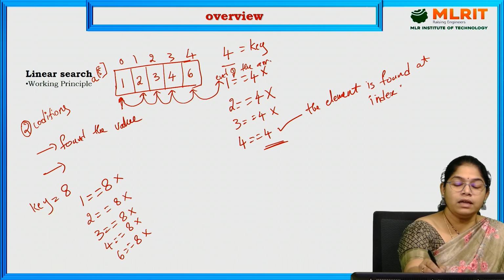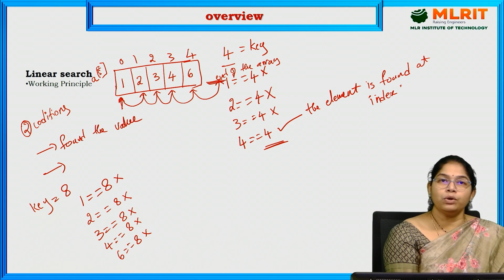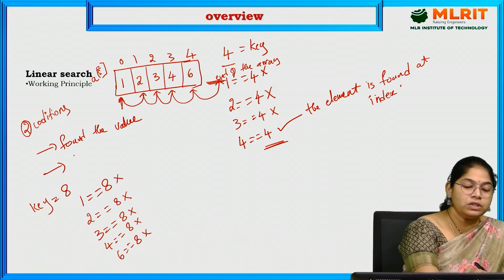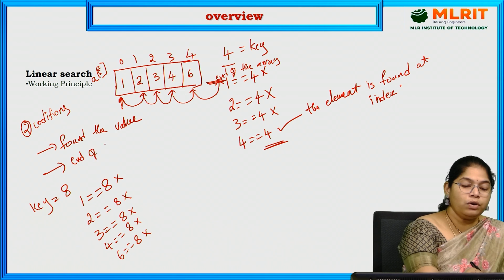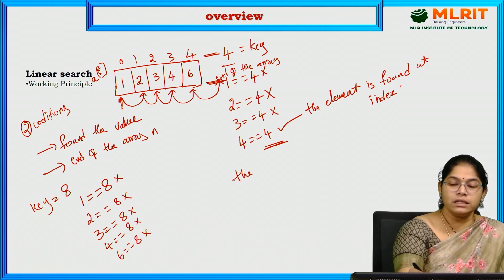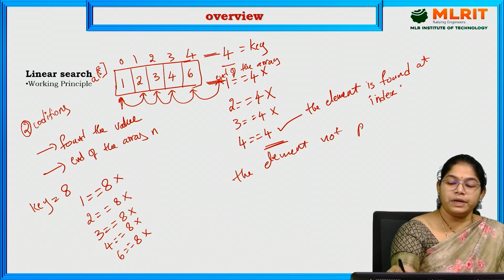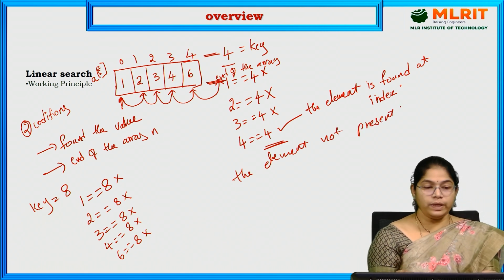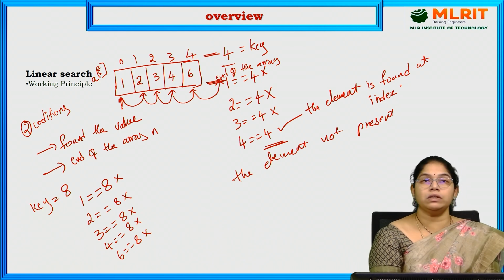Are there any elements? No. We reached the end of the array. That means the element is not found. So, the next stopping condition is when we reach the end of the array. That means we reached the number of elements, n. Then we have to print that the element is not present in the list. In this way, the linear search algorithm works.